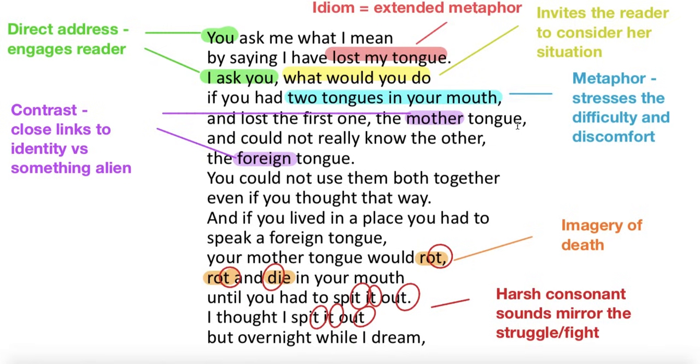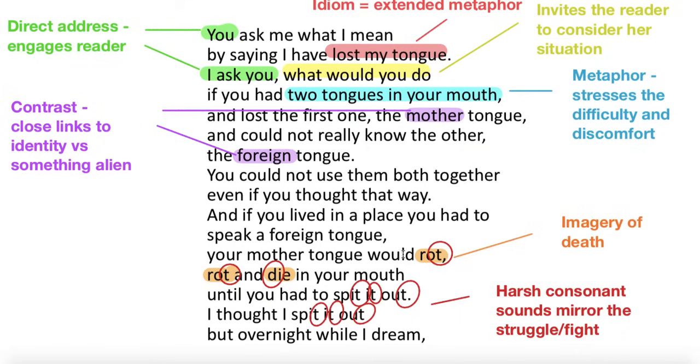So she's trying to highlight how her first language really closely links to her identity, whereas the foreign tongue, using the word foreign in contrast to mother, makes it seem so alien to her. It's not something that belongs to her. It's not something that she can identify with.